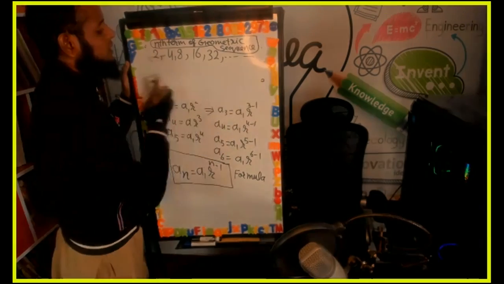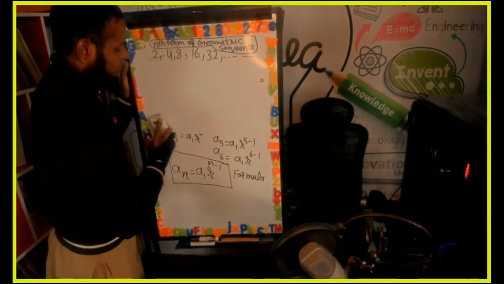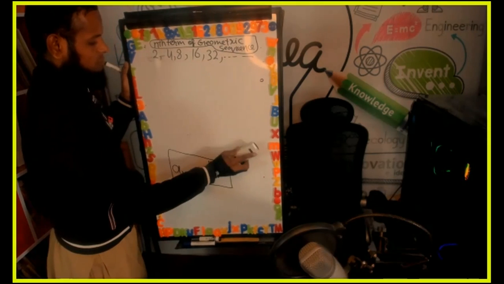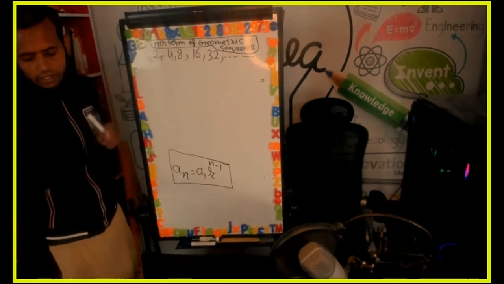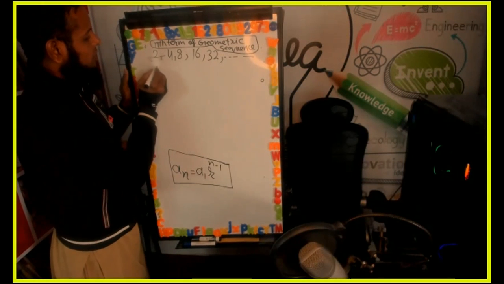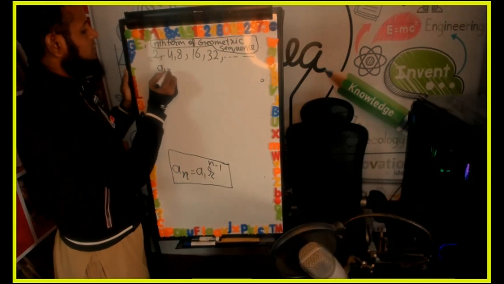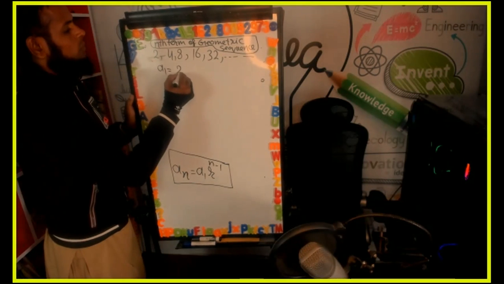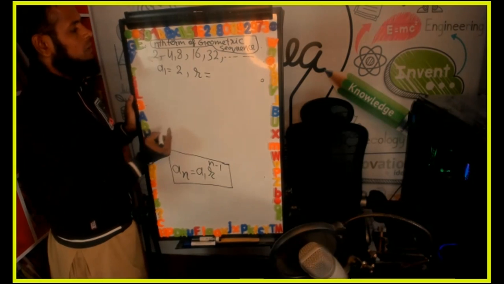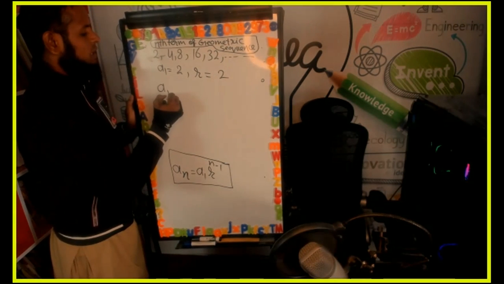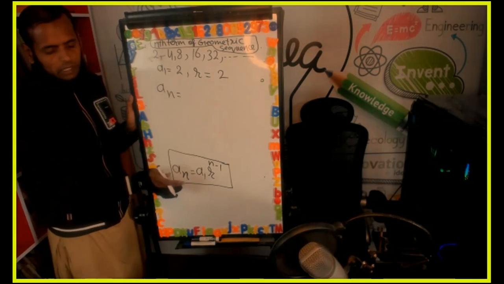Now we will find the nth term. What is the formula for the nth term? We will use this same formula. First, tell me what is A1? 2. What is R? 2. What will be the general term? Put the values in the general term and tell me.